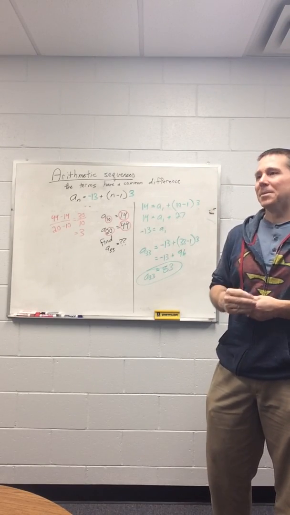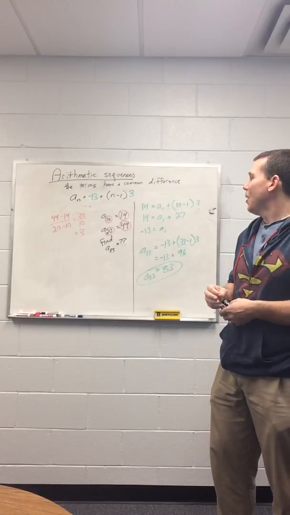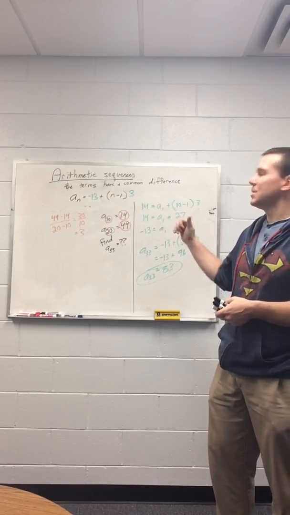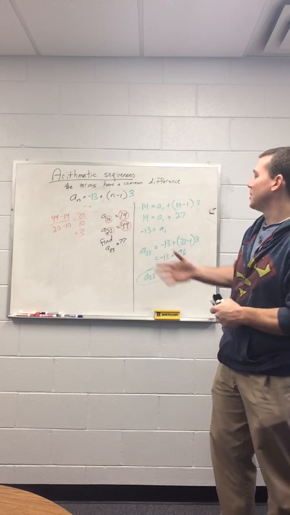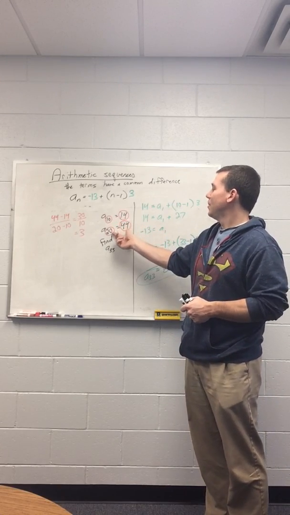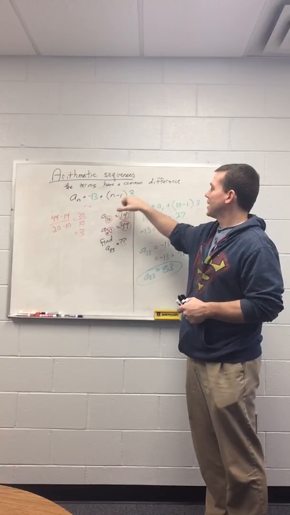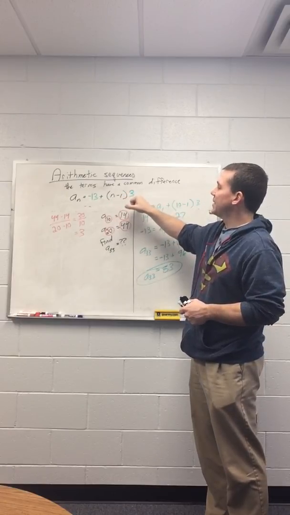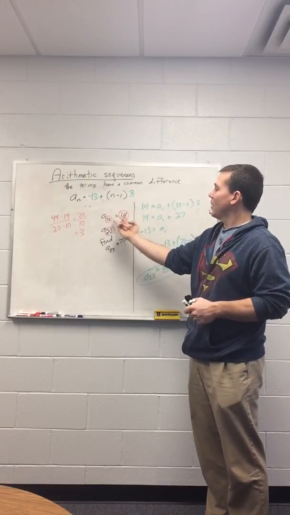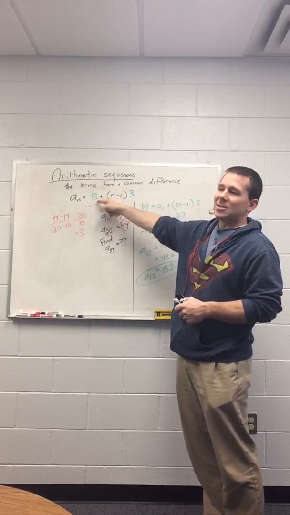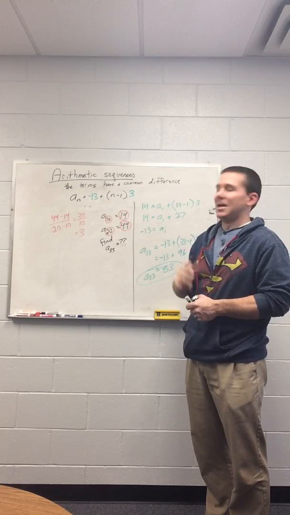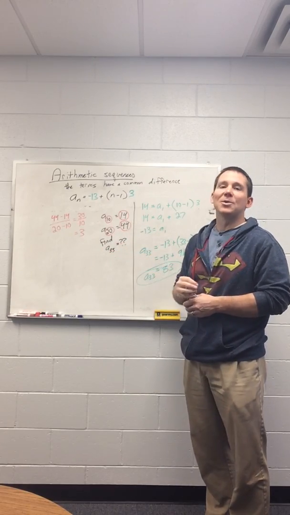If you need more examples of this, you can just rewatch the video or email me and I'll make a few more just going through more problems like this. But once you understand the basic principle, find the slope. The slope tells you your difference. Once you have the difference, plug in one of the points you're given and then solve for a sub 1. Once you have a sub 1, well, that gives you your whole equation. Then you can answer the other questions you have.